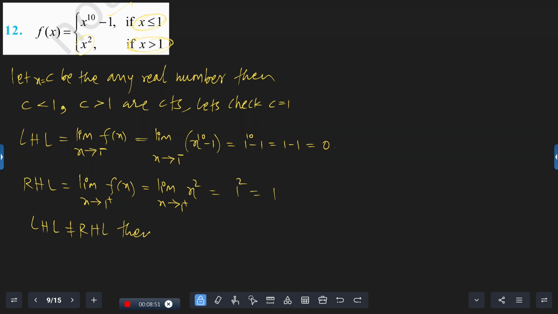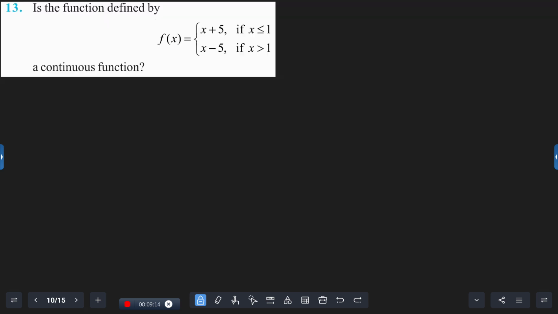Then f of x is discontinuous at x is equal to 1. At the point of 1 there is a discontinuity because it's not giving the same answer. If it is equal, we have to say continuity. Clear, children? Right. Next question number 13.